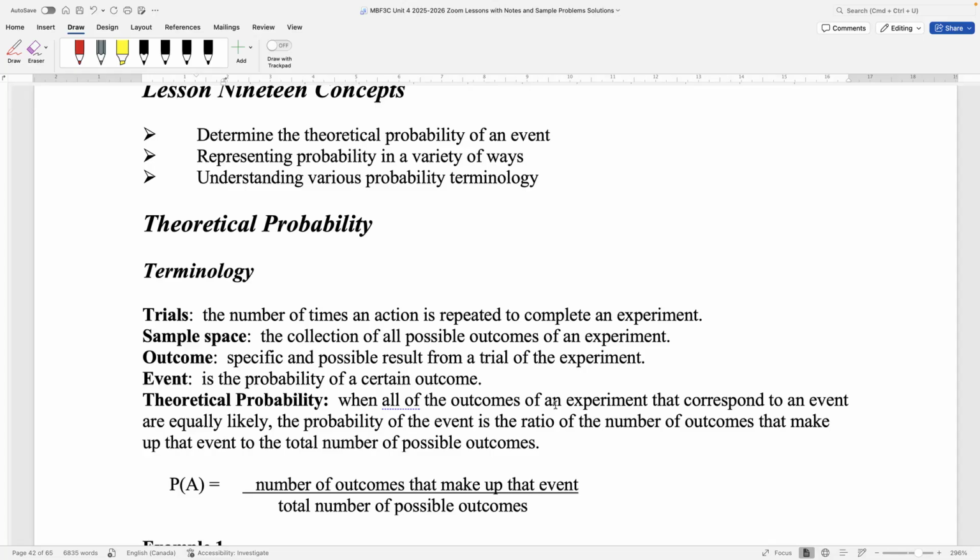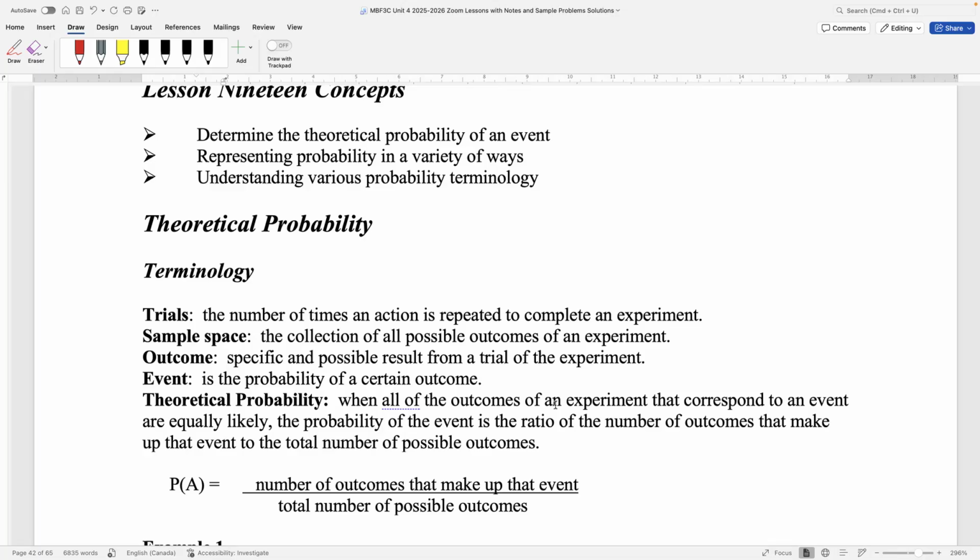Or we could be talking about what's the probability of pulling a red card from a deck of cards? What's the probability of pulling a heart? What's the probability of pulling an ace? What's the probability of pulling the jack of clubs? Those sorts of things are what we're talking about when we're getting into probability.